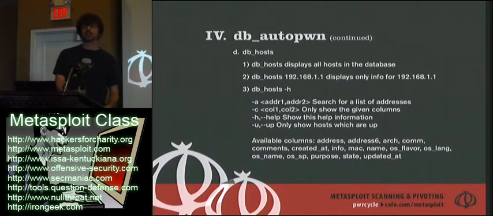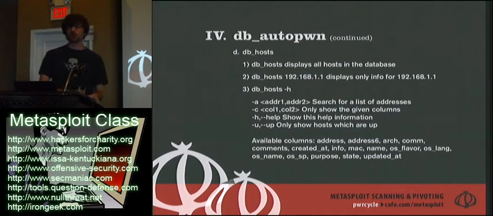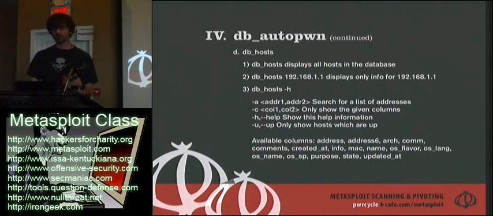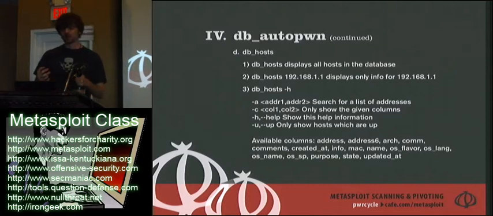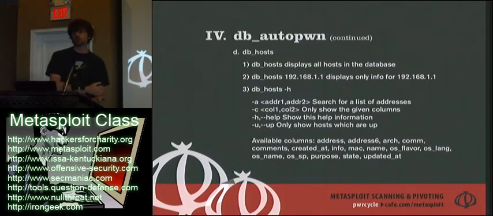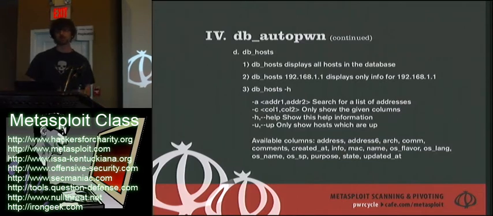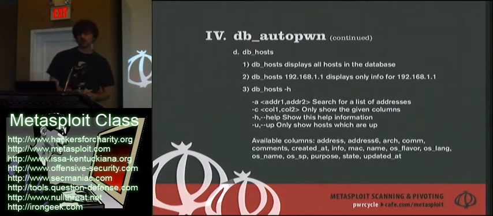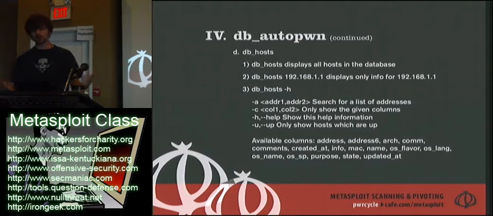Once you've done your scan and imported all of that information, now you get to look at it through the Metasploit point of view. The two most important things are db_hosts and db_services. If you just declare db_hosts, it will show you all of the hosts in its database. If it's only one, it'll show you one; if it's 100, it'll show you all 100. If you want to see what info is on a particular host, you say db_hosts space that IP address. And if you want options, just db_hosts space -h.